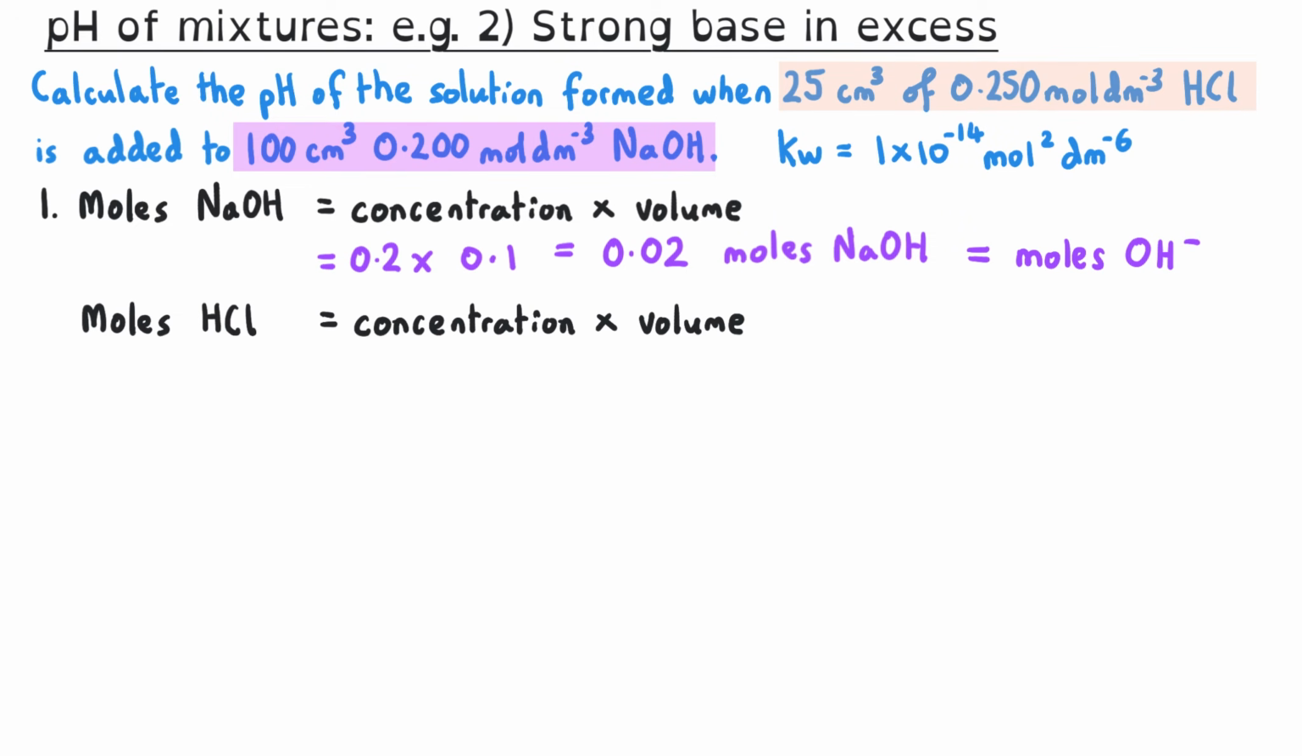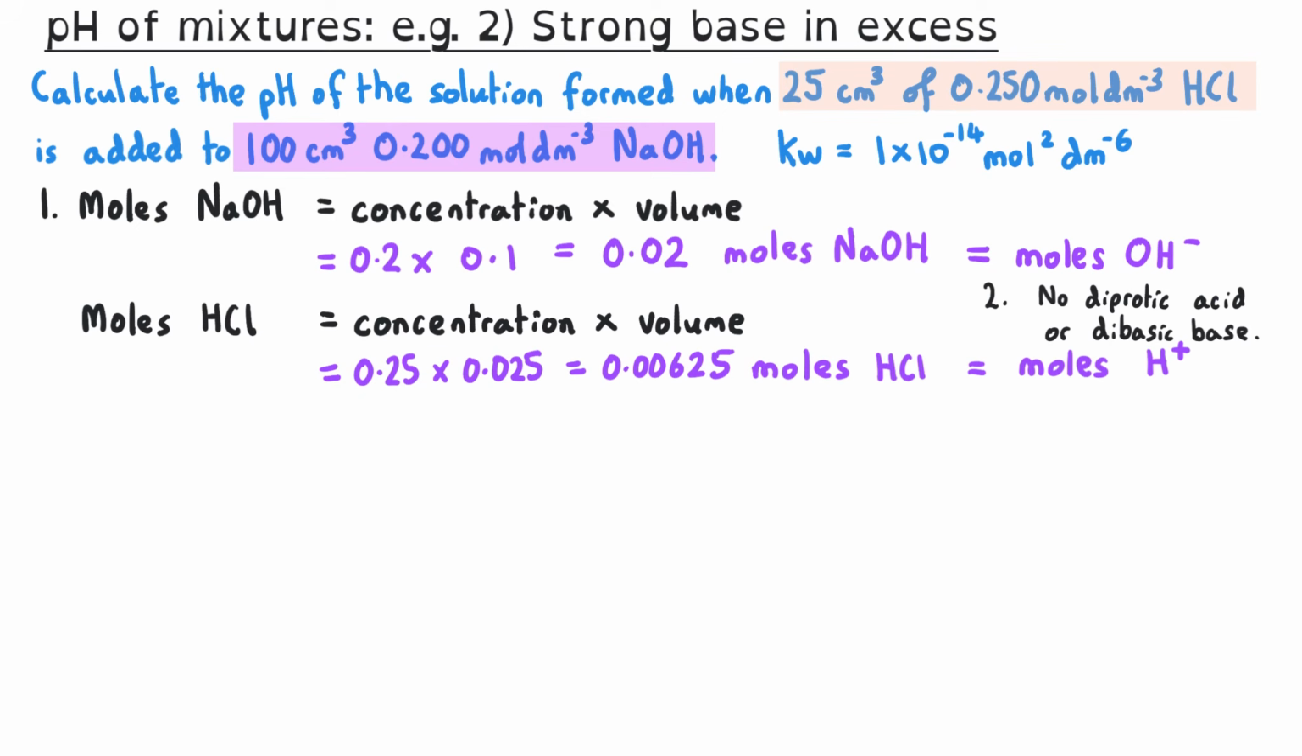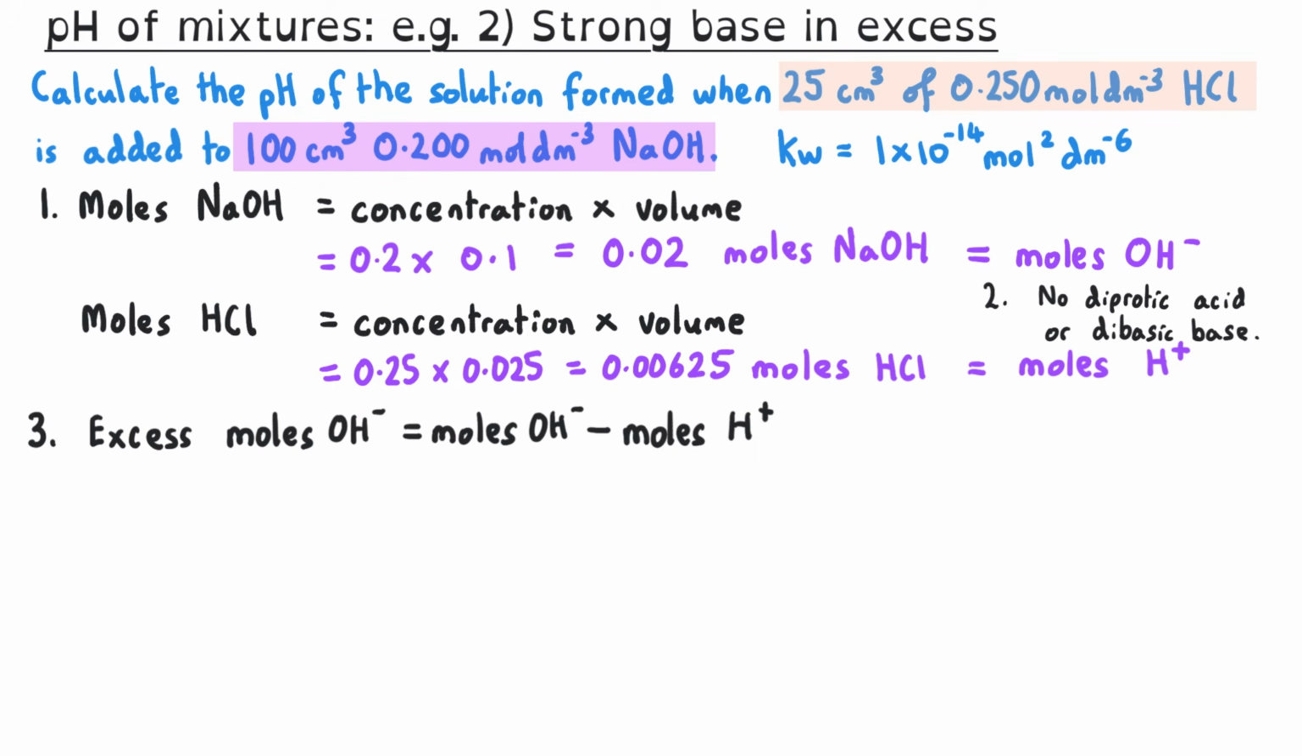Moles of hydrochloric acid is its concentration, 0.25, multiplied by its volume, 0.025. That gets us 0.00625 moles of hydrochloric acid. This will be the same as the moles of hydrogen ions. Notice here we have no diprotic acid or dibasic base, but it's always worth taking the time to check those formulae. So the moles of hydroxide is in excess because 0.02 is greater than 0.00625.